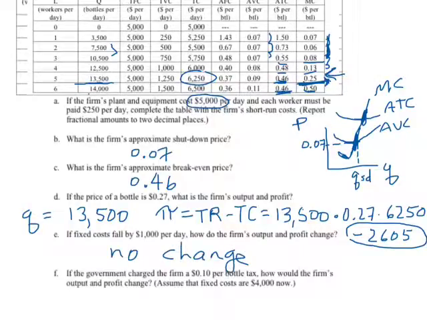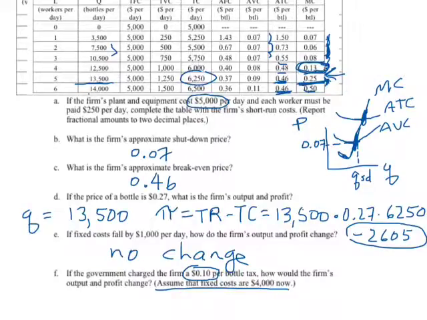And then now, the government charges the firm a 10 cents per bottle tax. How would the firm's output and profit change? Actually it doesn't matter how fixed costs are, but it will for profits, right? But now the point is, instead of getting 27 cents, they'd be getting 27 minus 10, because they have to ship off that 10 cents a bottle to the government. So they'd be getting 17 cents, and their output would drop to 13.